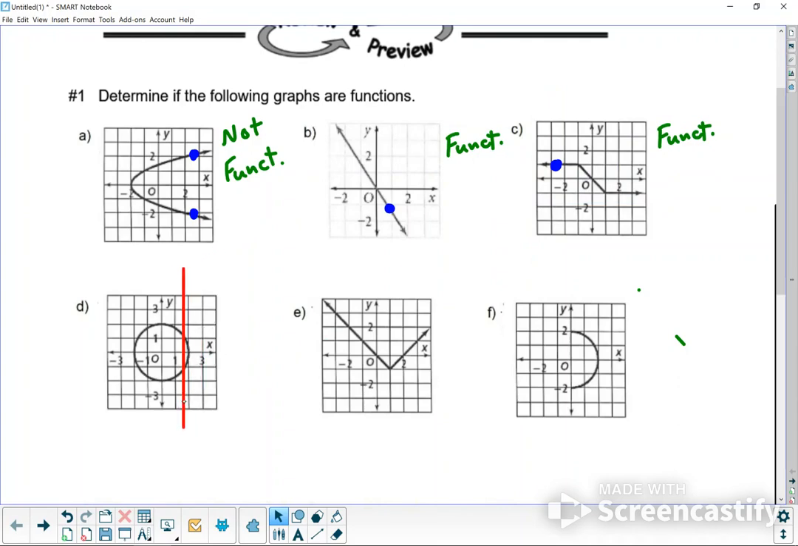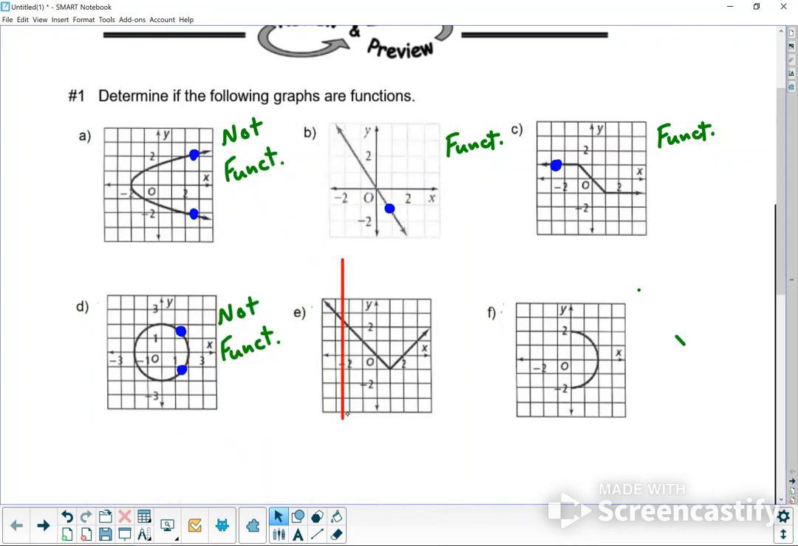Letter D, for example, if I go right there on letter D, yes, it only touches it once. But as I move across this circle, it touches it once right there, and then now it touches it twice because as I move across, it ends up hitting it more than once. So if it touches the graph more than once, it is not a function. So this right here is not a function.